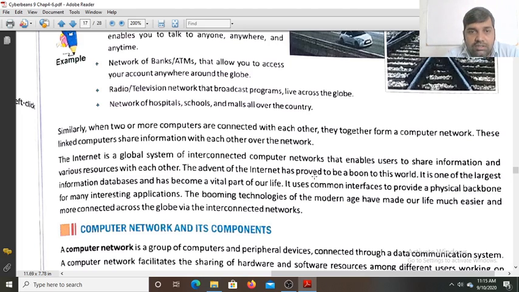The internet is one of the largest information databases and has become a vital part of our life. It uses common interfaces to provide a physical backbone for many interesting applications. The booming technologies of the modern age have made our life much easier and connected us across the globe via the interconnected networks. So all the networks which are part of the internet use a common interface. Some protocols are there, and they provide a physical backbone. That is, there is some server where all our requests are sent, and all the services offered by the internet are given by the server.